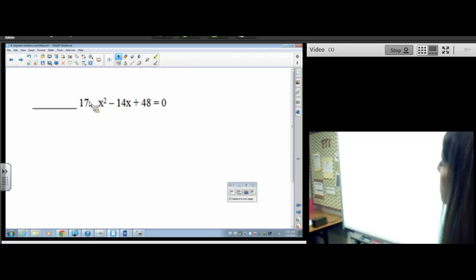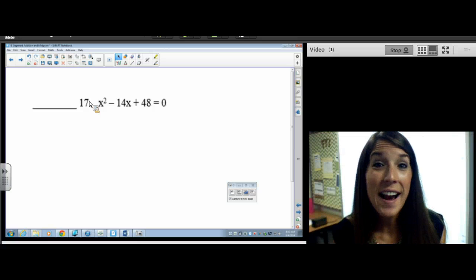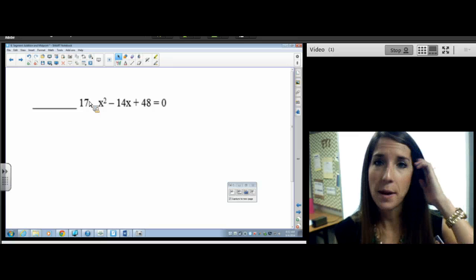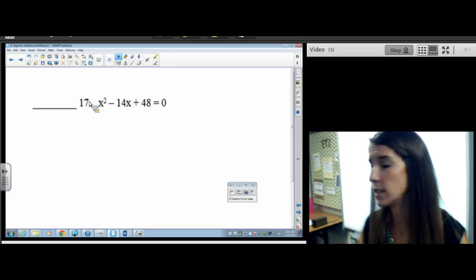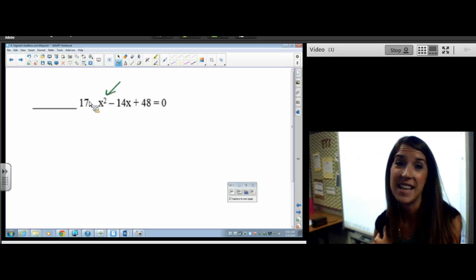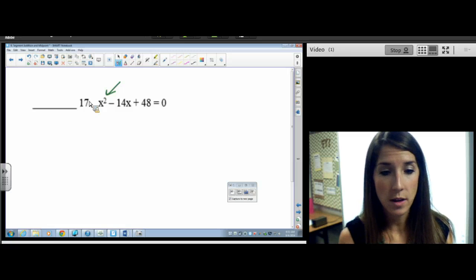So the next one that y'all asked about was number 17. Number 17 is also a quadratic because it has the x squared, so be looking for that. If it has an x squared, it's going to have 2 answers because the degree is 2. Now the good news is they already set us up. It already equals 0, so that's one step that we don't even have to do.